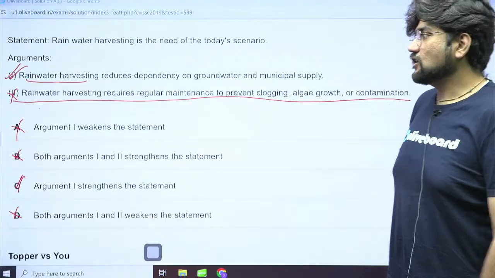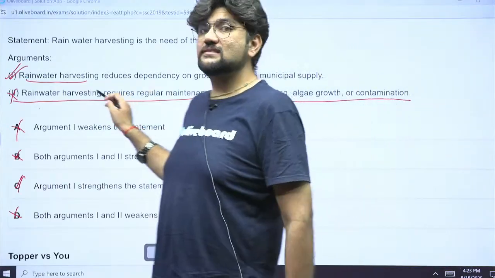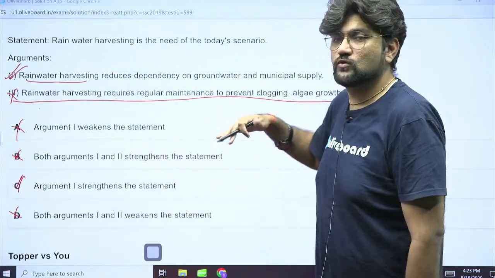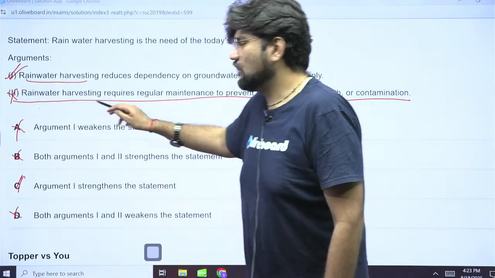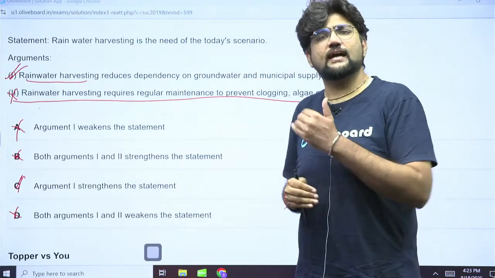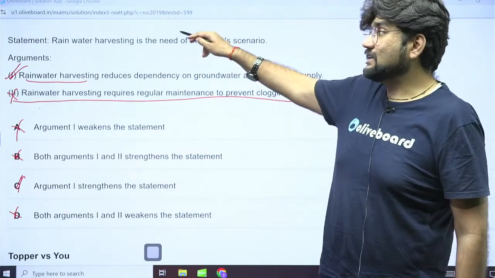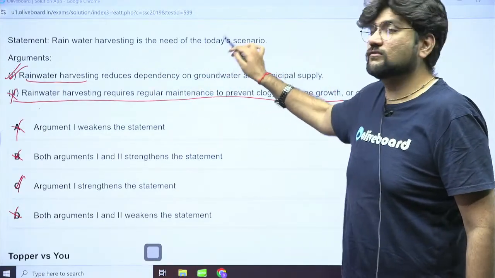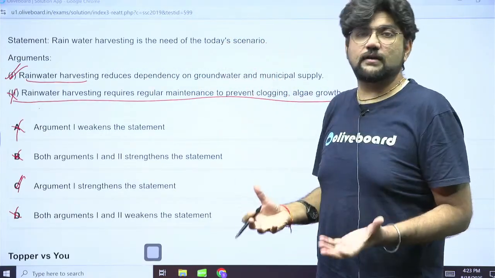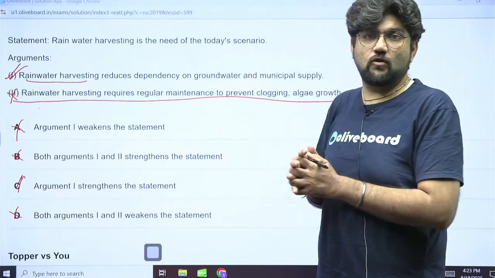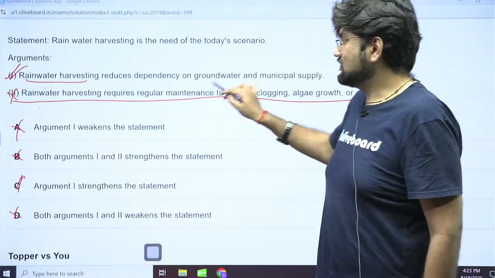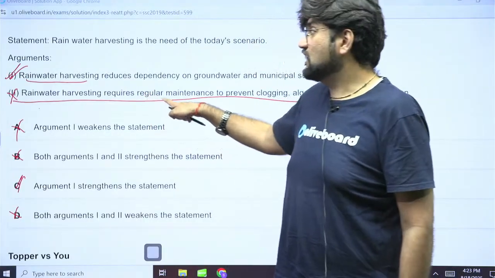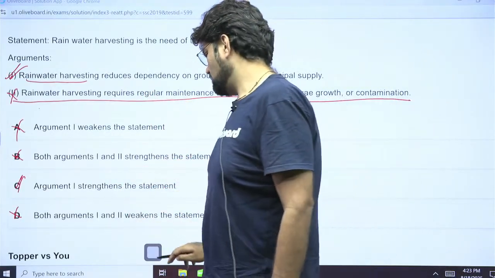But if at all somewhere it was written that argument 2 weakens the statement, then a majority of you would have chosen that. And that is where everything goes wrong. This is just mentioning a valid disadvantage which can be taken care of. So this is not taking away anything from your statement. Your statement is still true that rainwater harvesting is the need of today's scenario because of water table depletion and all other negative effects of water loss and water shortage. This is a valid disadvantage which can be taken care of, so it is never going to weaken your statement. Understand that. So option C is the right answer.